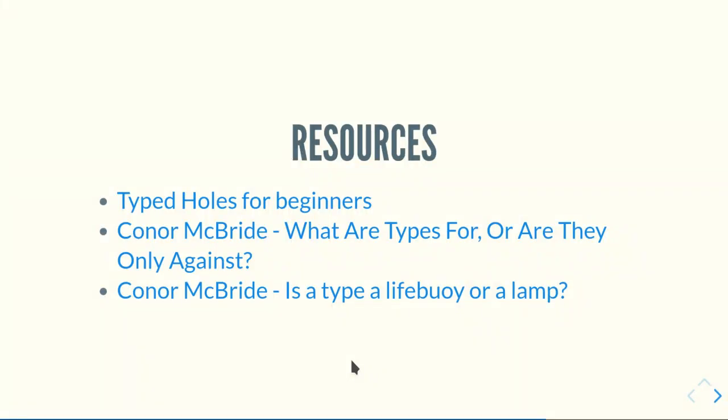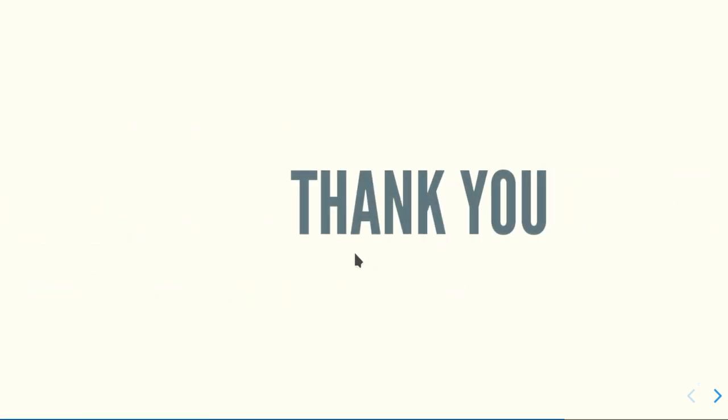So a lot of this material was taken from actually probably the least interesting part of Conor McBride's talk that he gave, I think at HaskellX 2 years ago. What is a type left by a lamp. And there's more tutorials. And thank you.